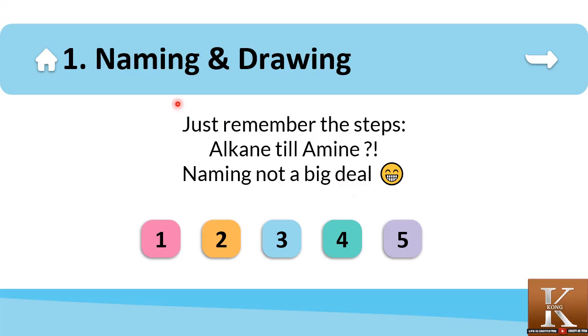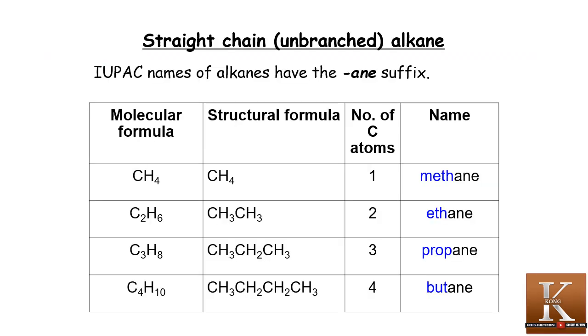Now we start our lesson with naming and drawing. So actually there are a few common steps. As long as you remember the few common steps, it can help you to name compounds from alkane until amine compounds. So naming is as simple as ABC. It starts from straight chain compounds. So we start with alkane first. The suffix of alkane is -ane.